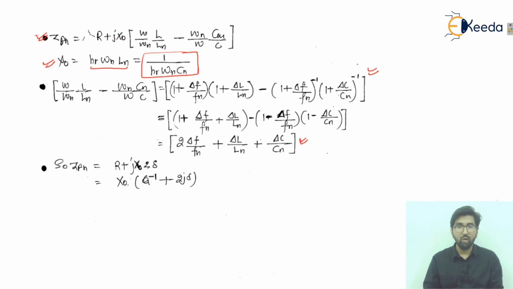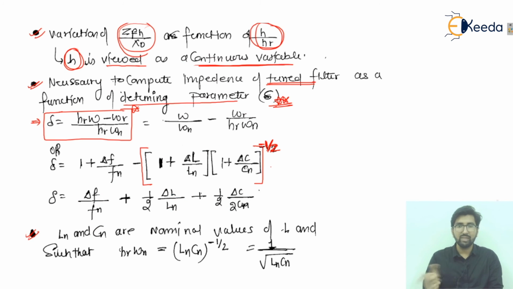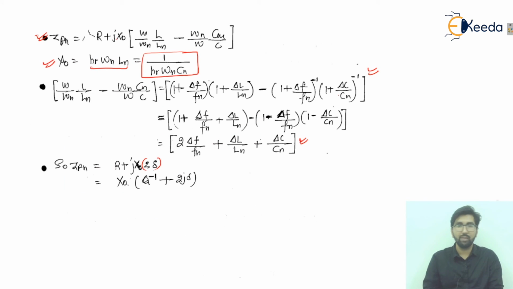Okay guys, now r plus j x naught 2 delta. The delta we found is the same, but you multiply by 2, so you get 2 delta, and we take x naught common. Then it will be r upon x naught, which is actually q inverse, and here it will be plus 2j delta.